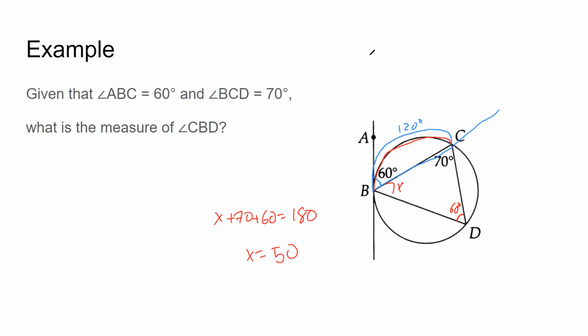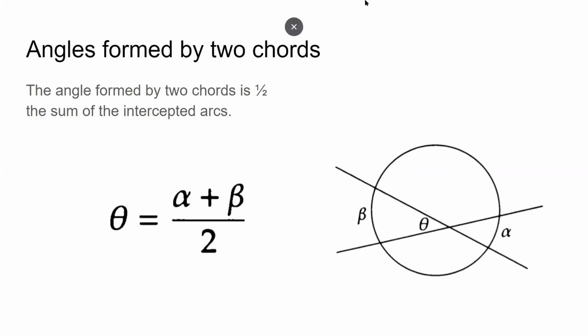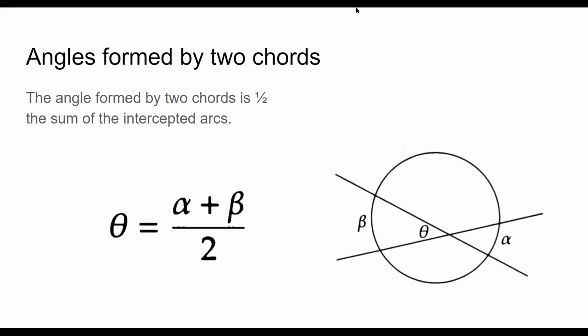Clear this. Okay, so here's another set of angle rules we can learn. The angle formed by two chords is one half of the sum of the intercepted arcs. So basically what this means is that this angle here, which is the same as this angle here because they're vertical, the angle formed by these two chords, which is theta here, is one half of the sum of the intercepted arcs. So those are the arcs on the outside, this arc and this arc. So we're saying theta is alpha plus beta over 2. So let's just do an example to show.